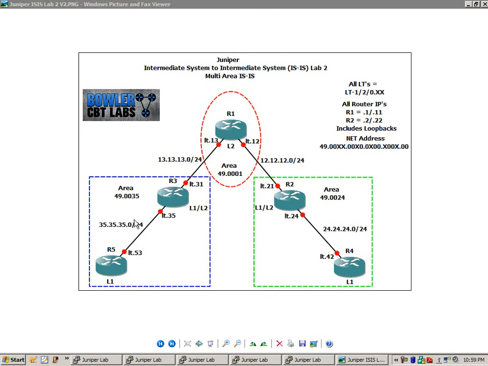We have the logical tunnels between all the routers. All the logical tunnels are going to equal LT-120.XX. For instance, on R1, the connection between R1 and R2 is LT-120.12. And then also on R2 we have LT21 pointing back to R1. So the network between R1 and R2 is the 12 network. The network between R2 and R4 is the 24 network. The network between R1 and R3 is the 13 network. And the network between R3 and R5 is the 35 network. These networks are all /24s.